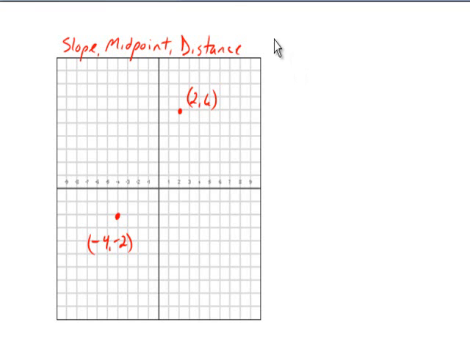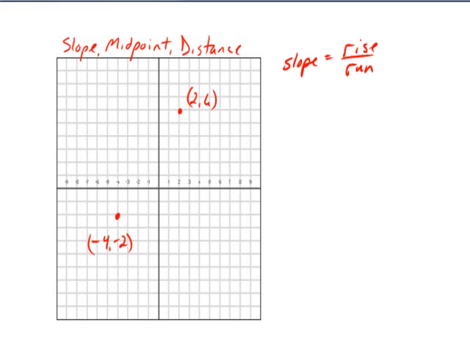First of all, slope. You may have heard of the slope equation. Slope equals rise over run. That tells us that we want to decide how far up or down we go from one point to another as we go from left to the right.